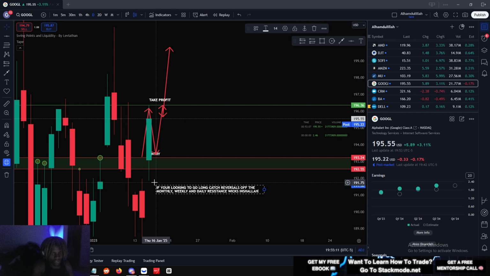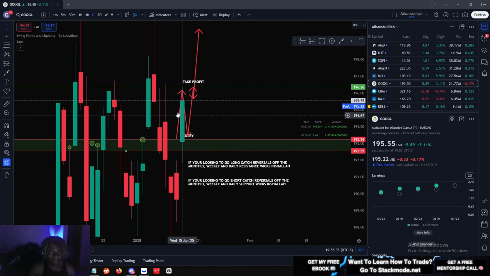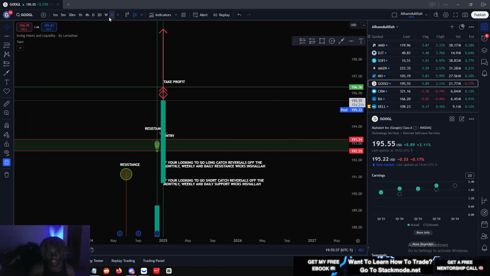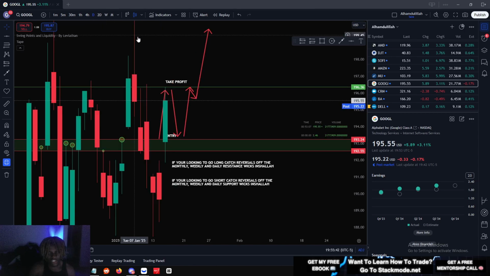Inshallah, God wills. If you're looking to go short, catch reversals off the monthly, weekly, and daily support wicks. Inshallah. And remember, a lot of the times you're going to know if you're bullish or bearish by the color of the weekly and the monthly candles, especially the daily.